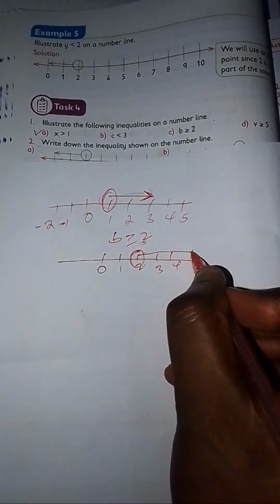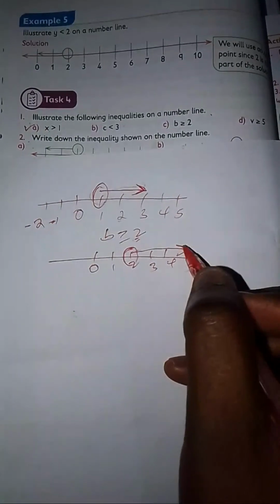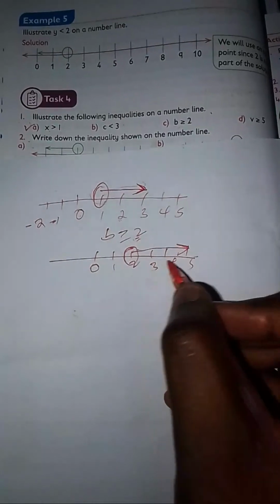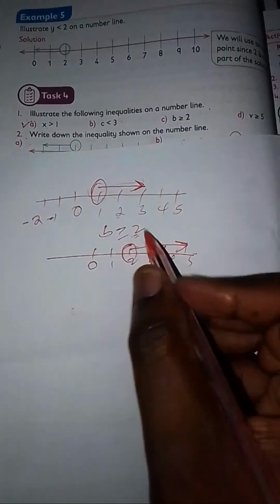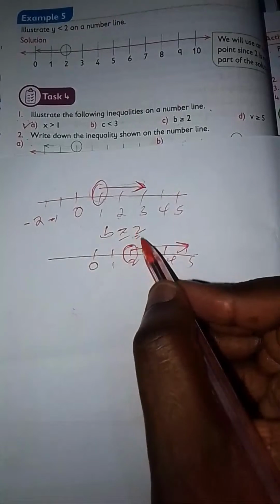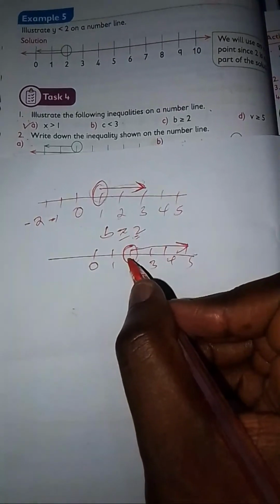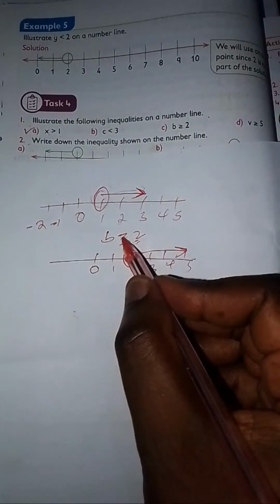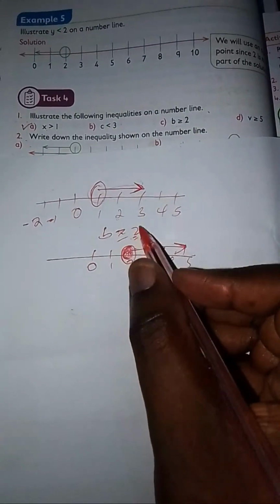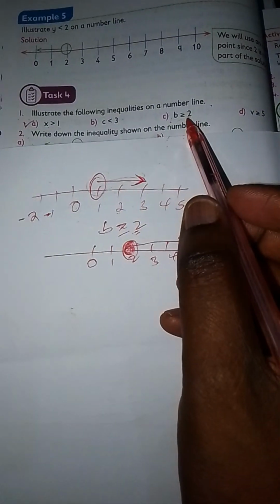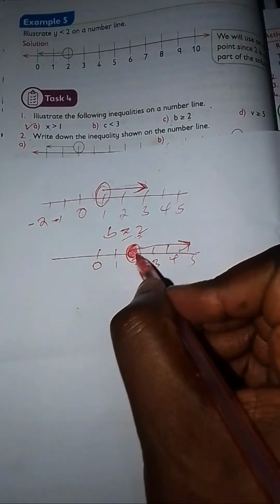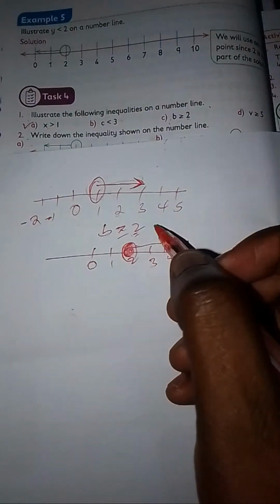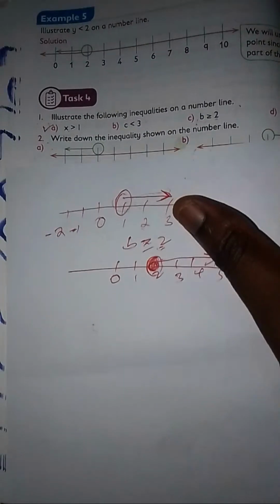We give the arrow pointing or stopping at whichever direction. It can be 3, it can be 4, it can be 5. Because it is greater than or equals to 2, we are not going to leave this part without shading. So we must shade in the middle to show that it is greater than or equals to 2. If you are told it is greater than or equals to any number, we must shade that point. We must shade to show that it is greater than or equals to.